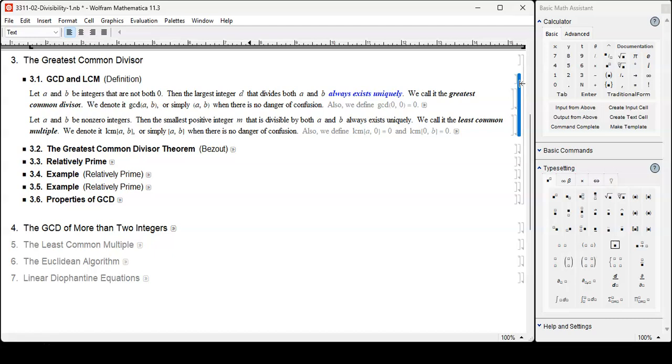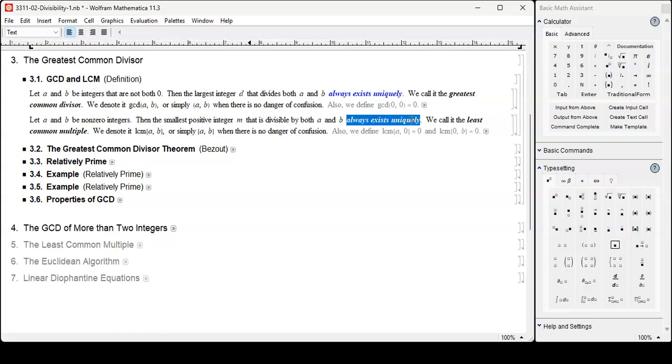We're going to do the same thing for the least common multiple. Let A and B be non-zero integers. Then the smallest positive integer that is divisible by both A and B always exists uniquely. We're going to prove that. And after that, and only after that, we can properly define the least common multiple. We're going to define the least common multiple as that number that always exists uniquely, and we're going to denote it like this: the LCM of A and B, or simply A comma B with bracket when there's no danger of confusion.